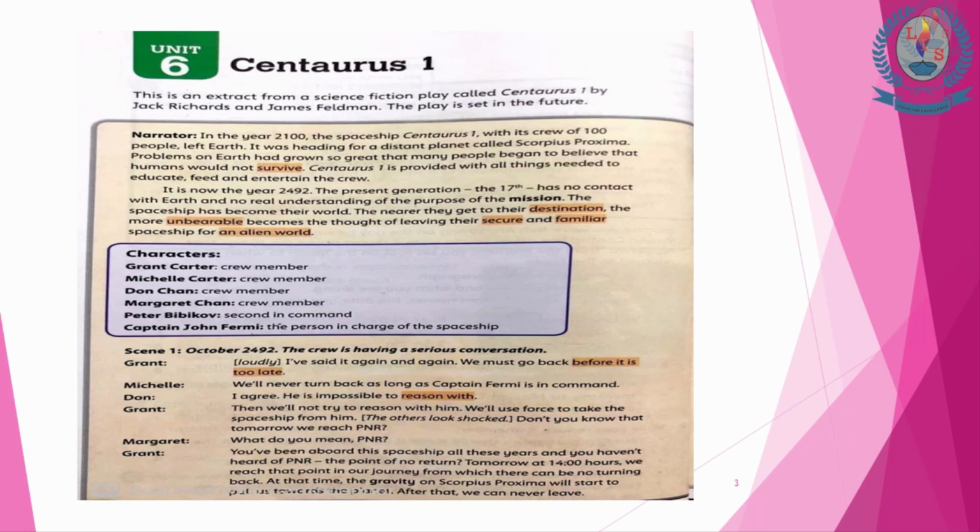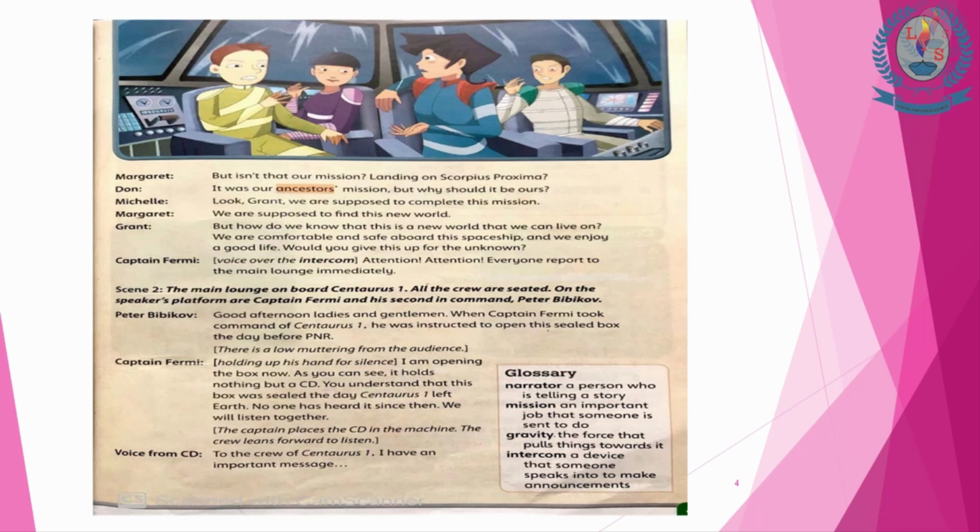Do you know what the word gravity means? Gravity is the force that pulls things towards it. So Grant says that the gravity of this planet, Scorpius Proxima, will pull them towards the planet. So thereafter, they can never leave this planet. That's how they think. Let's read the next part of the play on page number 47 in your textbook.